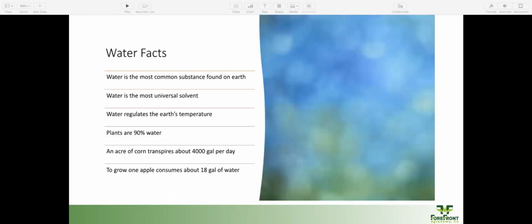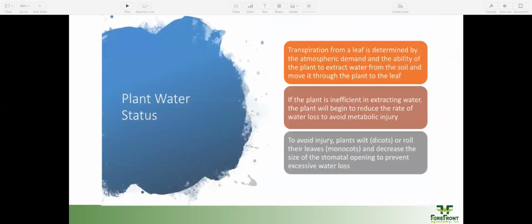So the first thing we wanted to get out of the way is just, what is water? Water is the most common substance found on Earth. It is the most universal solvent. It regulates the earth's temperature, and plants are 90% water. And just a little tidbit of information, it's been estimated that an acre of corn transpires 4,000 gallons of water per day. So that's something to help you as we start thinking about managing this crop going into the future.